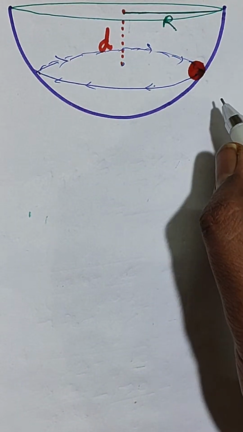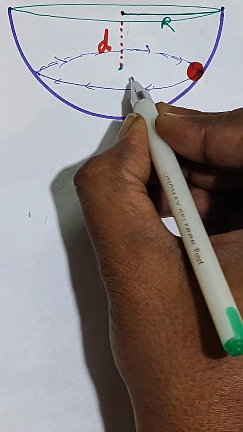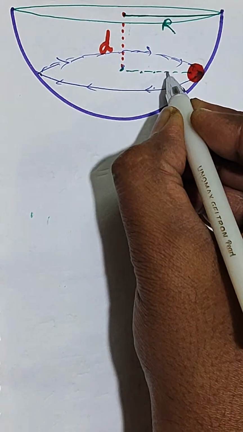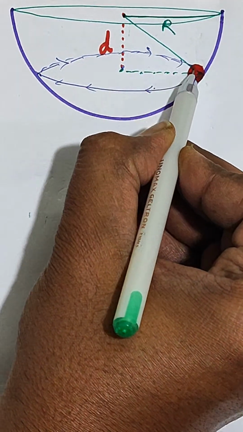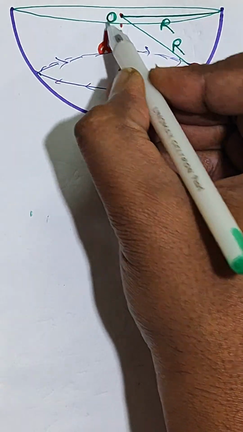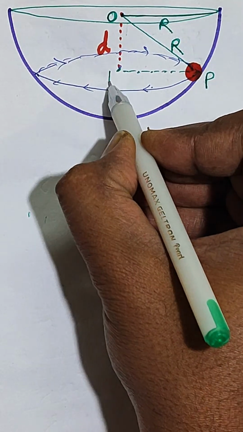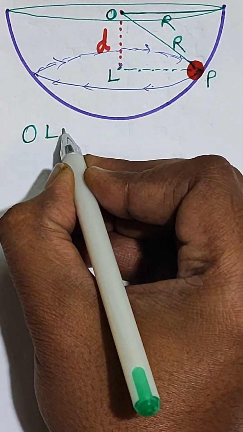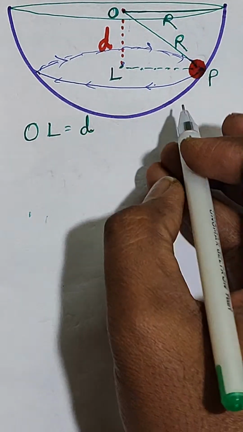So students, you can see this point is at a depth d from the center. If you draw this line, this will also be equal to the radius r. Let me write this as O, this as P, and this as L. Then as per the question, the length OL is given as d, because the particle is rotating at a depth d.